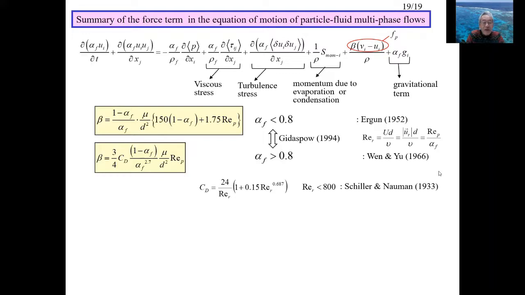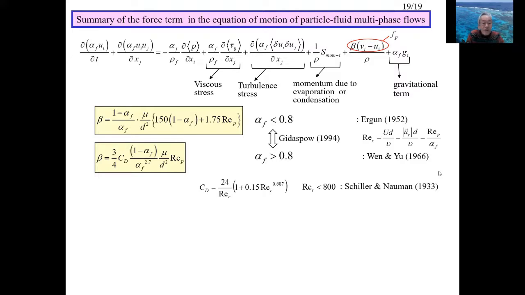Concerning beta in the reaction force term, the Ergun equation and the Wen and Yu equation are used properly with alpha F equal to 0.8 as a boundary. It was Professor Gidaspow who proposed to use properly the formula of Ergun and the formula of Wen and Yu.